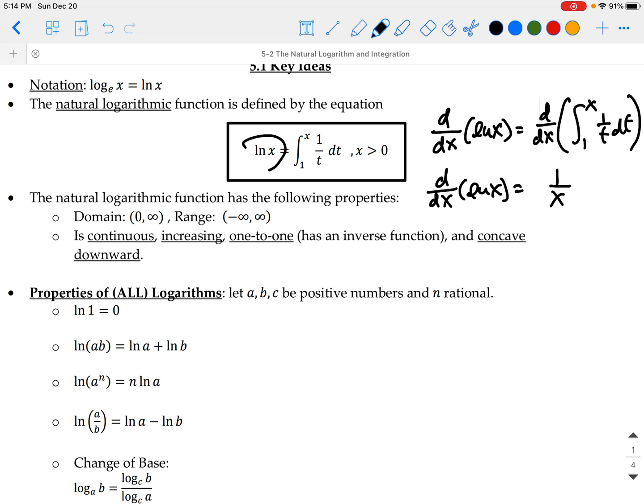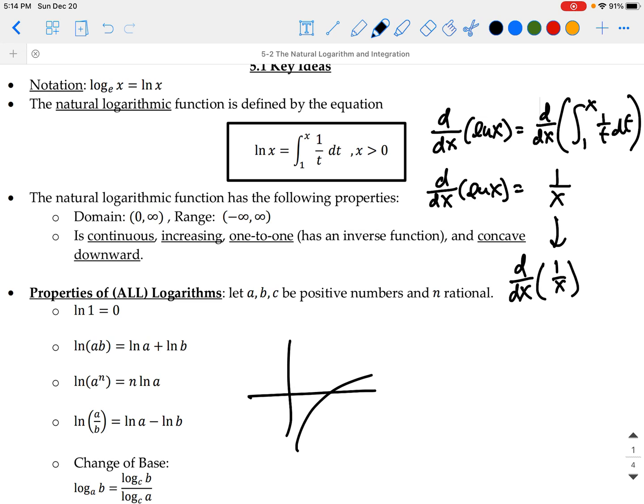And because they're interchangeable, we'll use what we know about the natural log function's domain and range. And we know it's concave downward also. So from the graph that we saw earlier, we could see that it's always concave down. So if you took the derivative with respect to x of 1 over x, of course you get negative 1 over x squared, which is concave down everywhere.